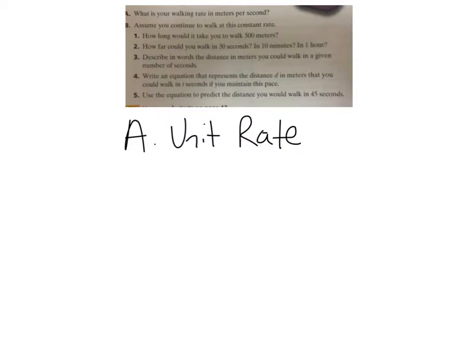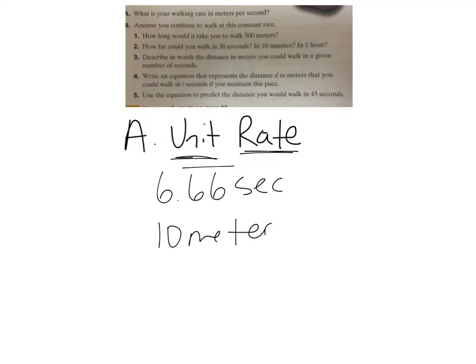All right, so when looking at letter A, it says, what is your walking rate in meters per second? Basically, what they're asking for is your unit rate. So judging by the video, you could see that I walked 6.66 seconds, okay? And I want a total of 10 meter sticks, okay? So basically, I walk 6.6 seconds per 10 meters.